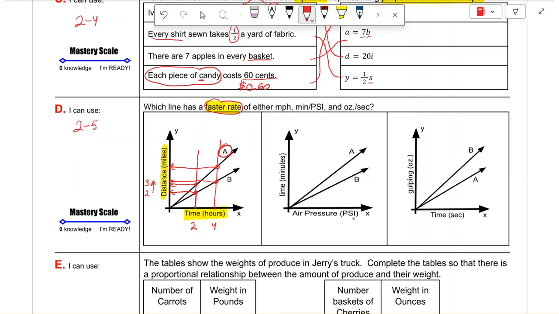This next one, we have to be careful because the minutes are not at the bottom. This is air pressure on the bottom. Like say if you're filling up a basketball with air or filling up a bicycle tire with air, you have PSI. How much pressure is inside the tire? All right, so over here we have time in minutes. Okay, so on this one, since our minutes are on the Y side, we want to draw a line that goes across.